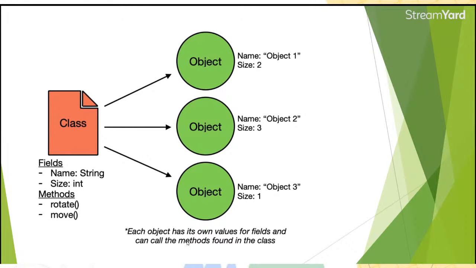As you can see down here, it says each object has its own value for fields and can call the methods found in the class. These methods are things that help us, like I said earlier, with modifying and passing data between the objects. And as you can see here, they don't have to be the same. They can have different values for these variables.